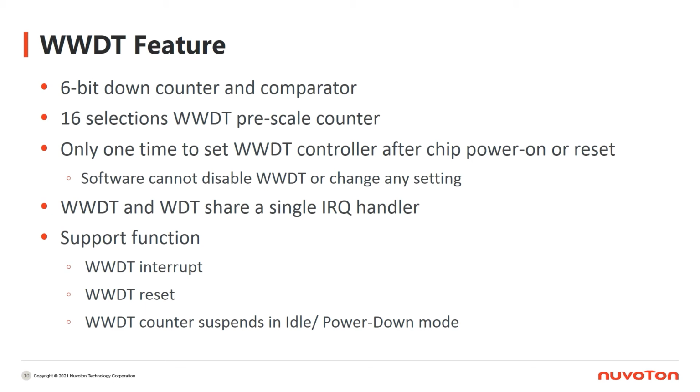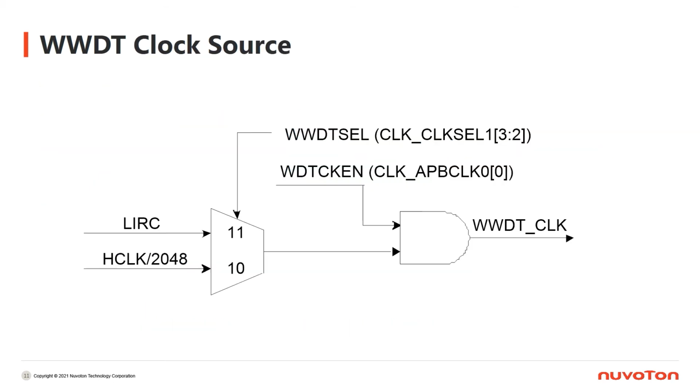The clock sources WWDT can choose are LIRC or HCLK divided by 2048. The same as WDT, there are registers for clock source selection and clock enable. For WWDT, the WWDT SEL register is used to select the clock source, and the WDT CKEN register is used to enable the clock.